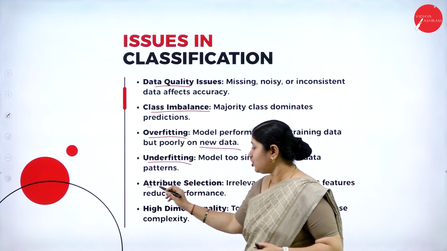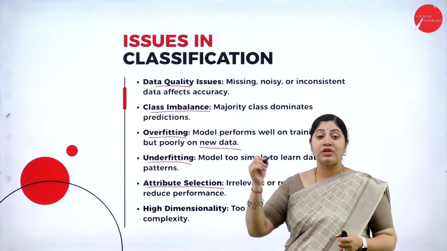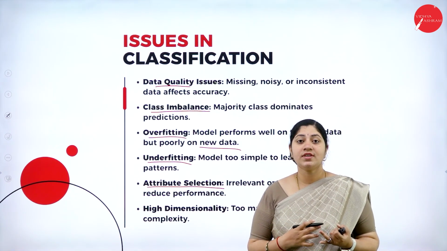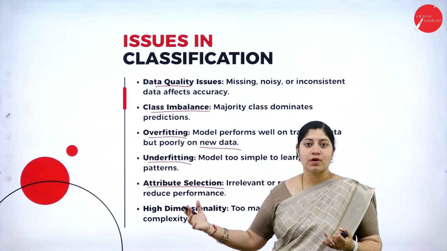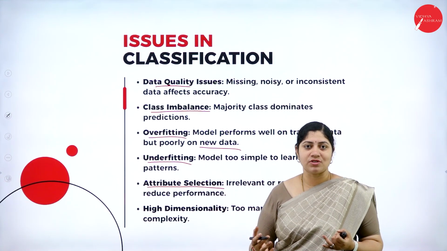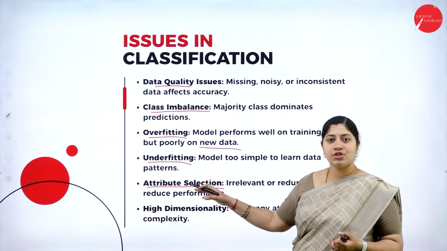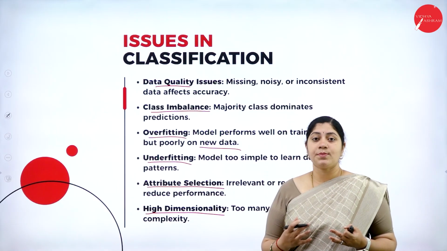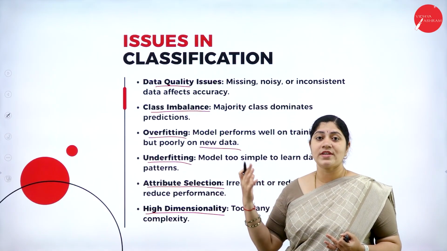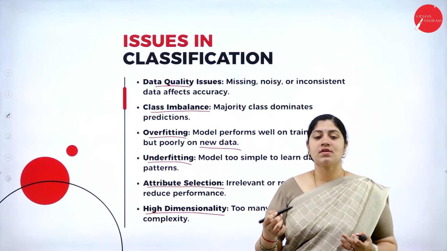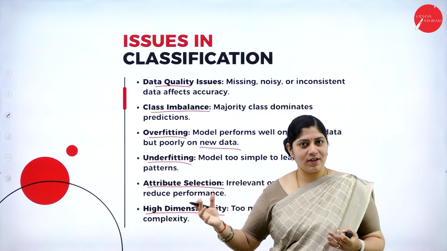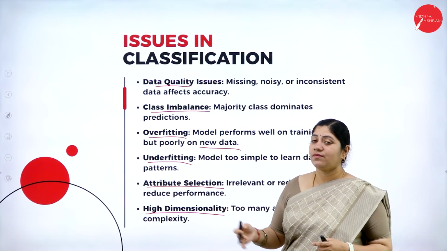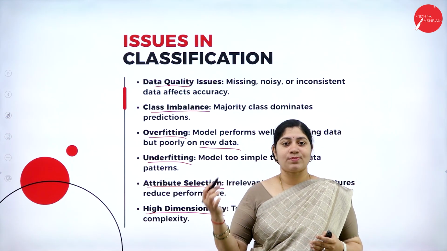The next issue is attribute selection, or feature selection. There might be chances of selecting irrelevant or redundant data, which directly affects the performance or the accuracy of our information, right? Yes, that is the issue. The next issue is high dimensionality. This occurs because of multiple or complex attributes, which increases the complexity and indirectly affects the performance of the data, correct? So these are the various issues that occur with respect to classification.